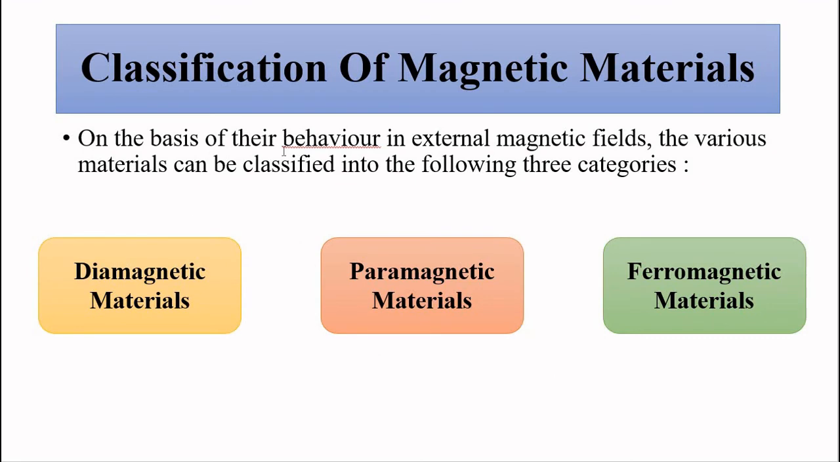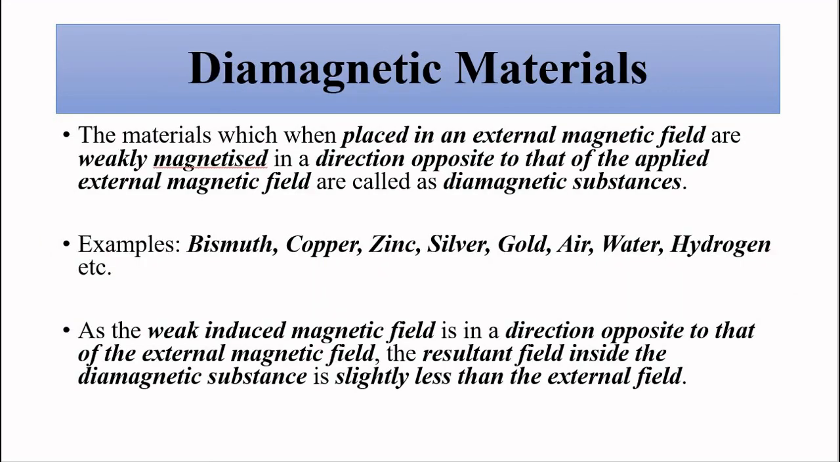Then the classification of magnetic materials. First we have discussed diamagnetic materials. Next we'll be discussing paramagnetic and ferromagnetic in separate videos. Diamagnetic materials have a very weak form of magnetism, and the magnetism happens for a very small period of time in the presence of an external magnetic field, and as soon as it is removed, it loses its magnetic properties.